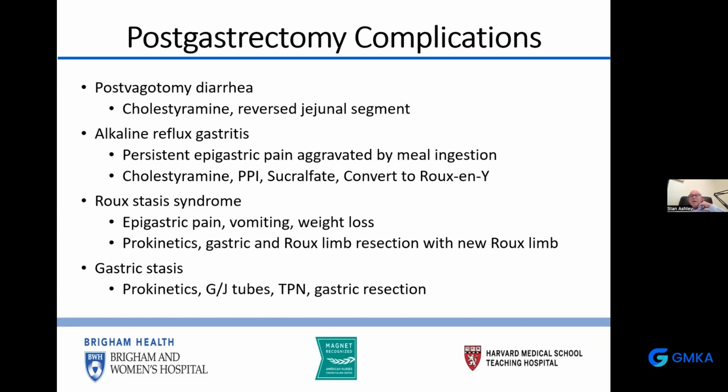Alkaline reflux gastritis is a very hard thing to diagnose, but does happen after B2 gastrectomies, sometimes after B1. Again, it's probably related to bile salts. Cholestyramine, PPI, sucralfate can all help with that. Conversion to a Roux-Y is the surgical treatment. Roux-Y stasis, again, a very unusual problem. Prokinetics usually will work with that, as they do help with gastric stasis. And I think I'll stop there, leave some time for questions.